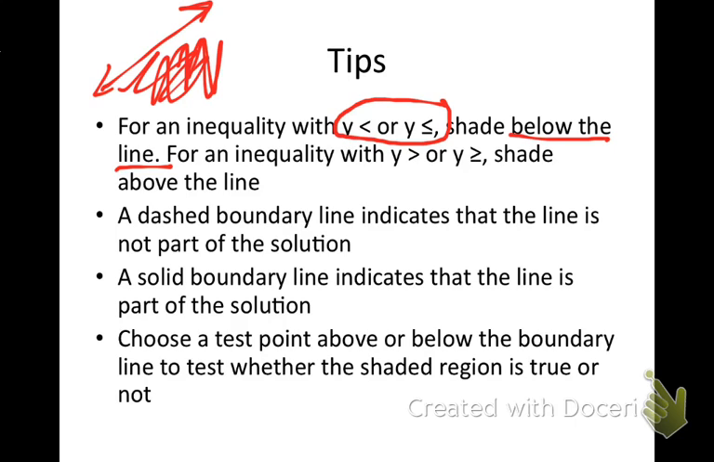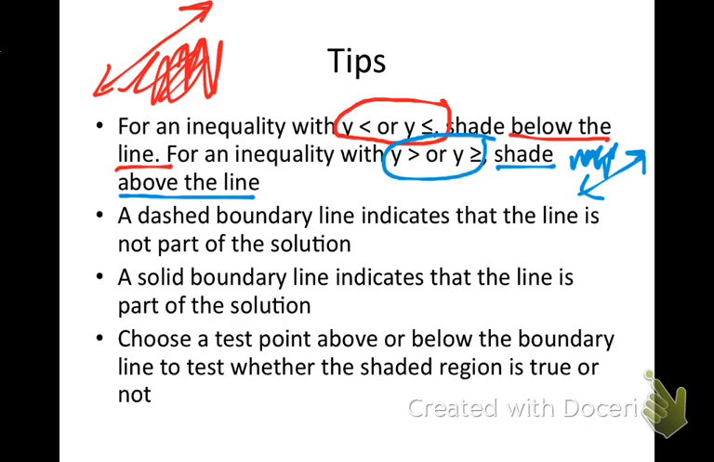The next one is if I have a greater than or equal to, I'm now going to shade above the line. So again, if I have a line like this, I shade all this area above. Well, if less than is lower, greater than is above, that makes sense.